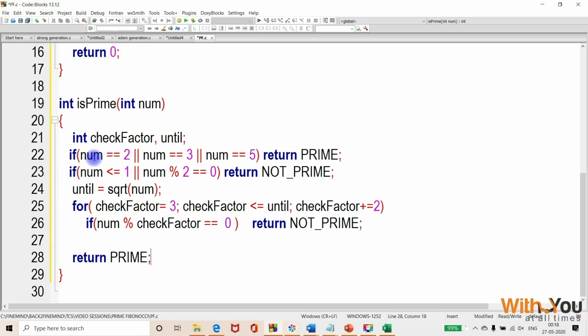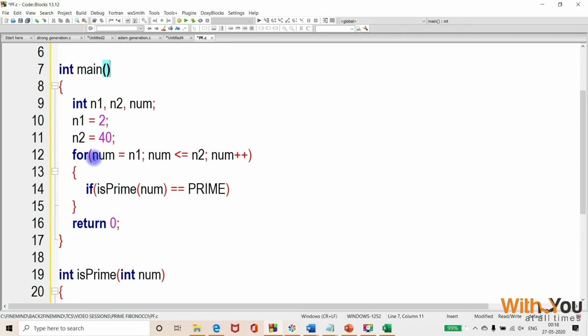Cool. Return prime. So we are done. So now what do we do to this number? We need to store this guy inside an array of a specific size, and that, focus please, is determined only during execution time.